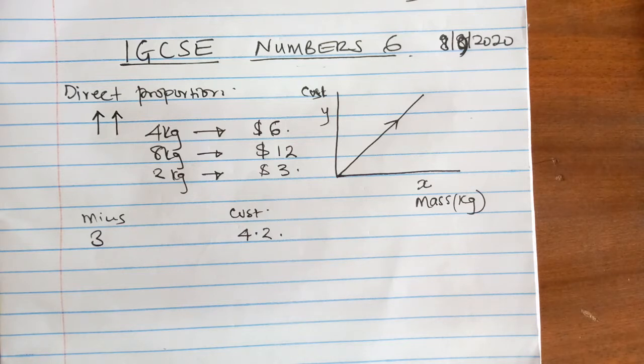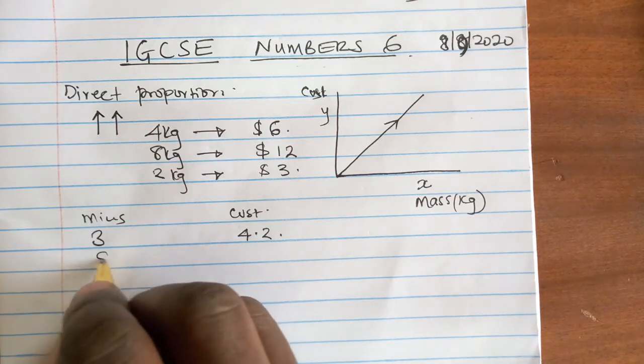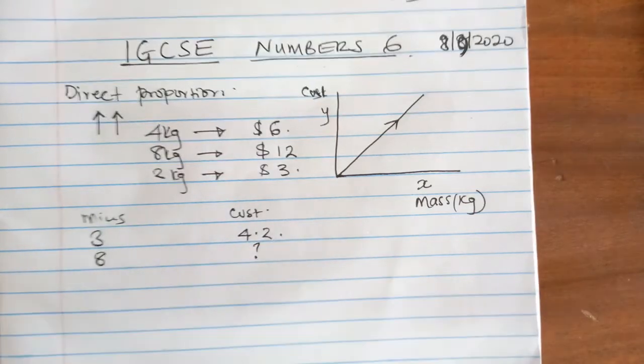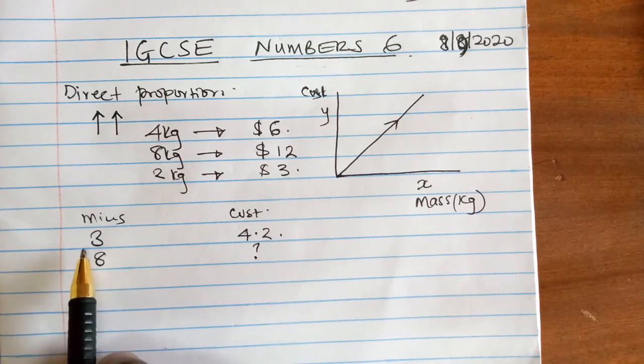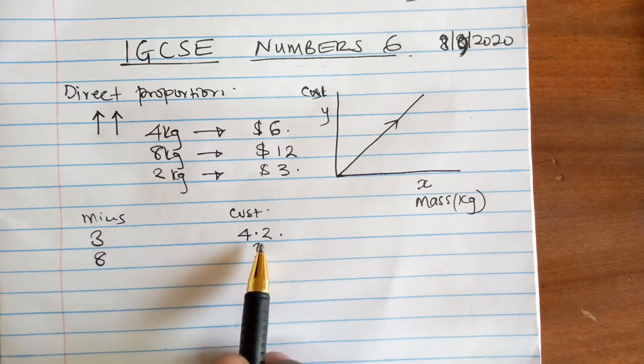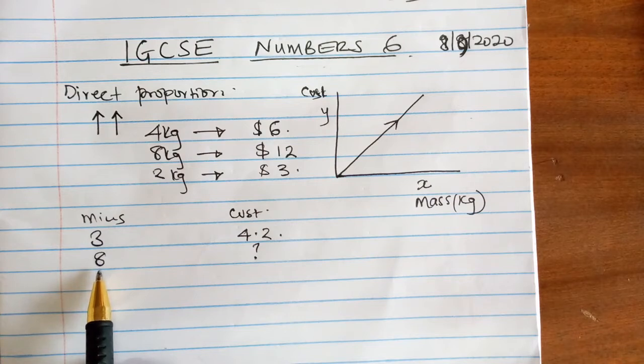What we need to do in this question is first of all establish: if for 3 minutes we pay $4.2, how much do we pay for an 8-minute call? There are two approaches to this question.